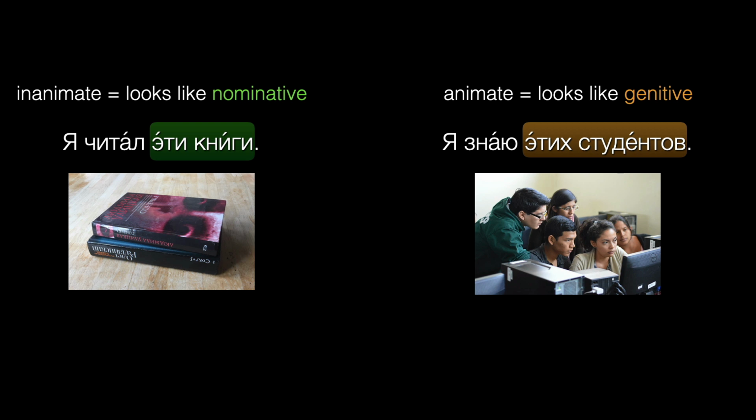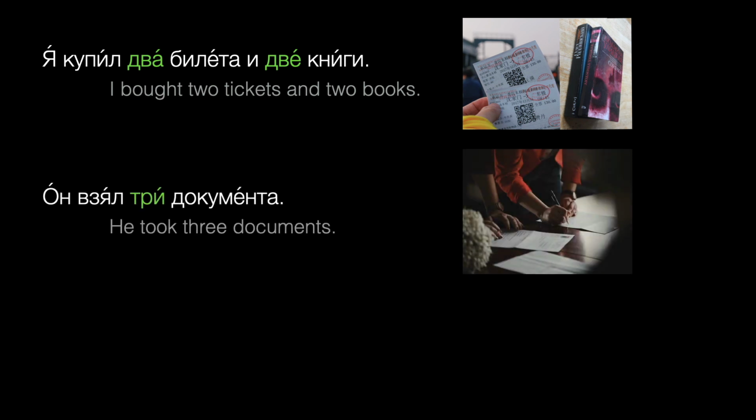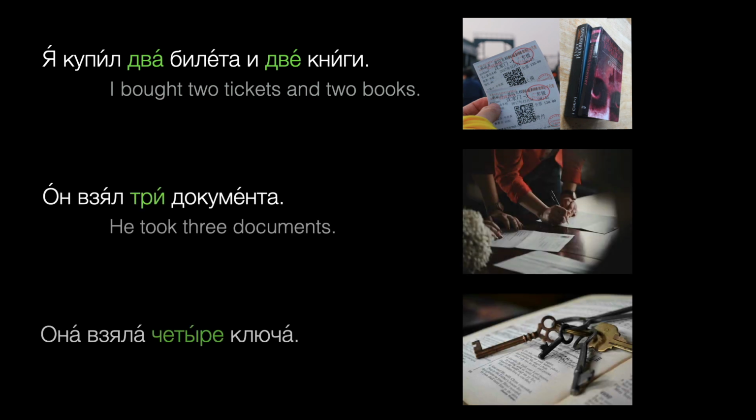If you are comfortable with this idea, the good news is that we can apply this same concept to the numbers два, три, and четыре in the accusative. Let's see what that looks like. Я купил 2 билета и 2 книги. Он взял 3 документа. Она взяла 4 ключа.